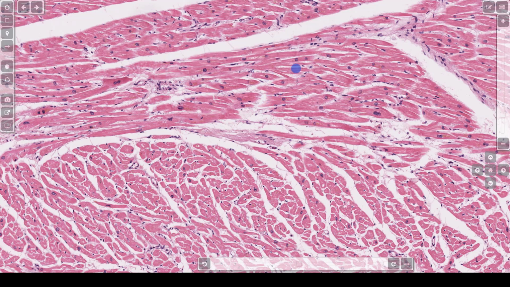Cardiac myocytes have centrally placed nuclei, which you can see here in longitudinal section, and down here you can see it really well on this cell here. You can see the nucleus is in the center. The major features of a cardiac myocyte are the slight branching and the centrally placed nuclei.